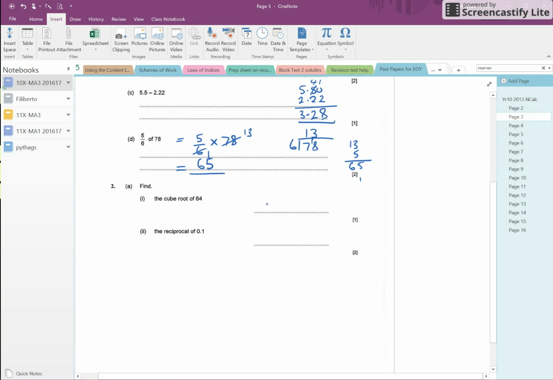Cube root of 64 is 4, because 4 times 4 times 4 is 64. The reciprocal of 0.1, well actually 0.1 is a tenth, and the reciprocal means a fraction turned upside down. So 1 over 10 turned upside down is 10 over 1, so the answer is 10 over 1, or 10.